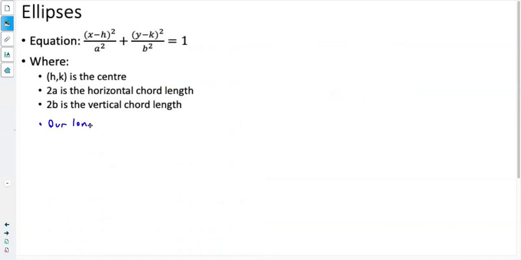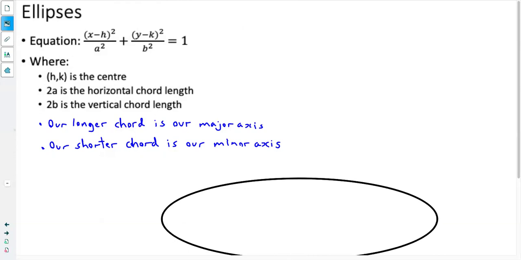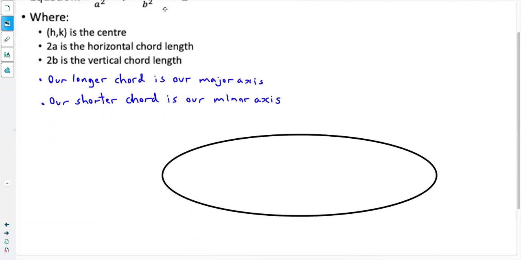Our longer chord is our major axis, while our shorter chord is our minor axis. So I'll quickly draw out an ellipse and label some of the stuff in it. Let's say we have this ellipse, and this is the center of the ellipse. This is just like a circle, coordinate h comma k.